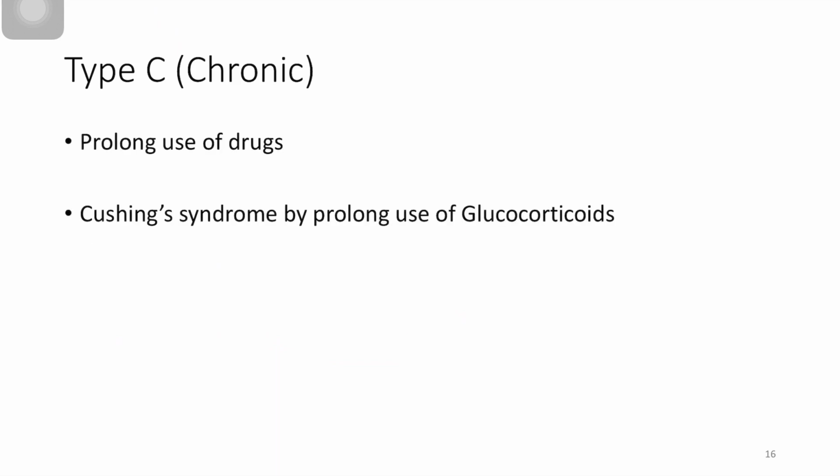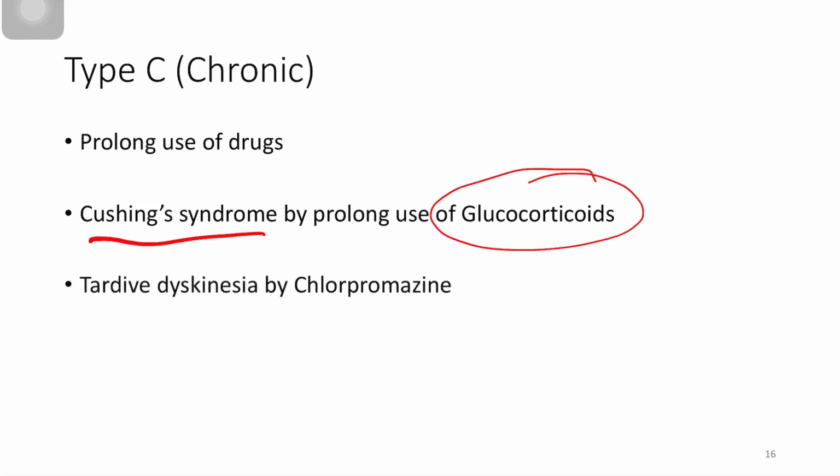Now let's jump to type C, that is chronic adverse drug reaction. As the name suggests, if you introduce the medicine for a longer time, so prolonged use of a drug that leads to some kind of adverse drug reaction, that is called chronic adverse drug reactions. An example is glucocorticoids. If you use glucocorticoids for a longer time, that leads to Cushing syndrome, and we'll see in detail in that chapter. Chlorpromazine, that is an antipsychotic medication. If you use these antipsychotic medications for a longer time, there are chances of some abnormal movements that are called tardive dyskinesia.